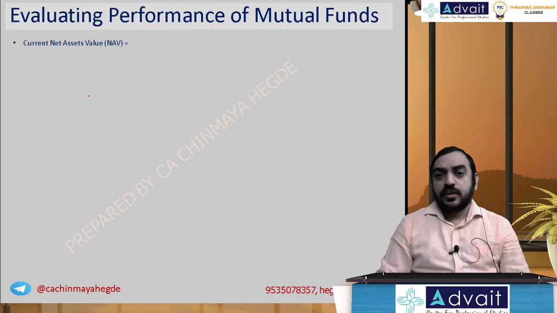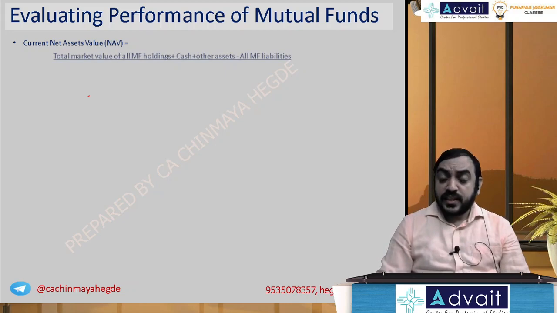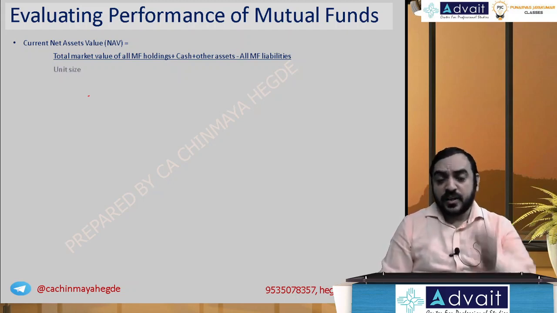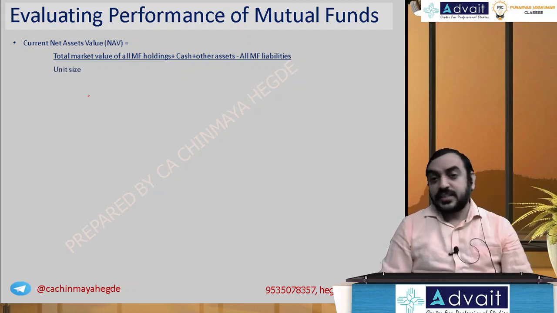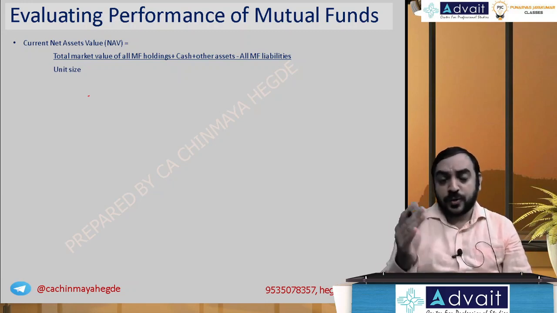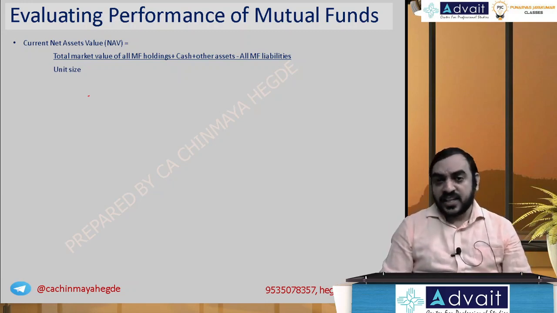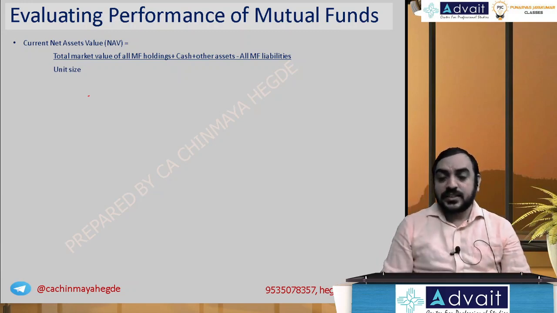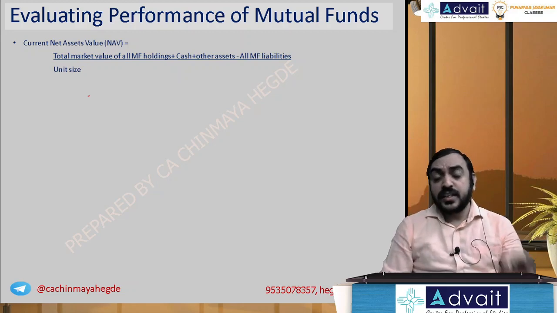Basic formula, I'm sure you must be aware of it being CA students. It is given by market value of the mutual fund's holdings, basically market value of all assets minus liabilities divided by the unit size. Let me give you the purpose of it, and then let us go for the calculation part of it in detail. But essentially, how do we calculate? Market value of all the assets minus market value of all liabilities divided by number of units.